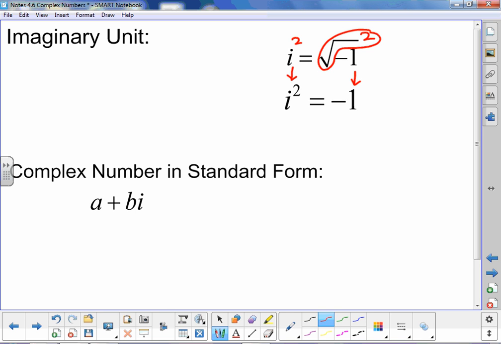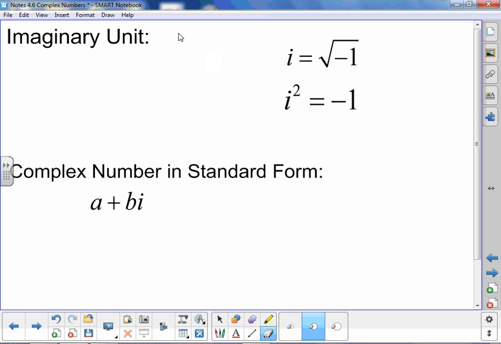a -1. So not only do we have i equals the square root of -1, but if you do a little bit of work, you get i squared equals -1. Reason why I bring that up is because if you see an i squared, you should just replace it with a -1.